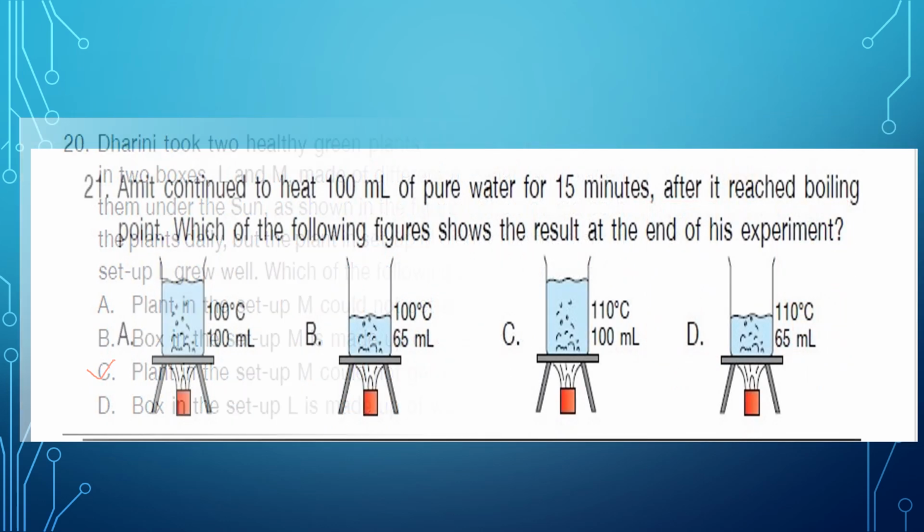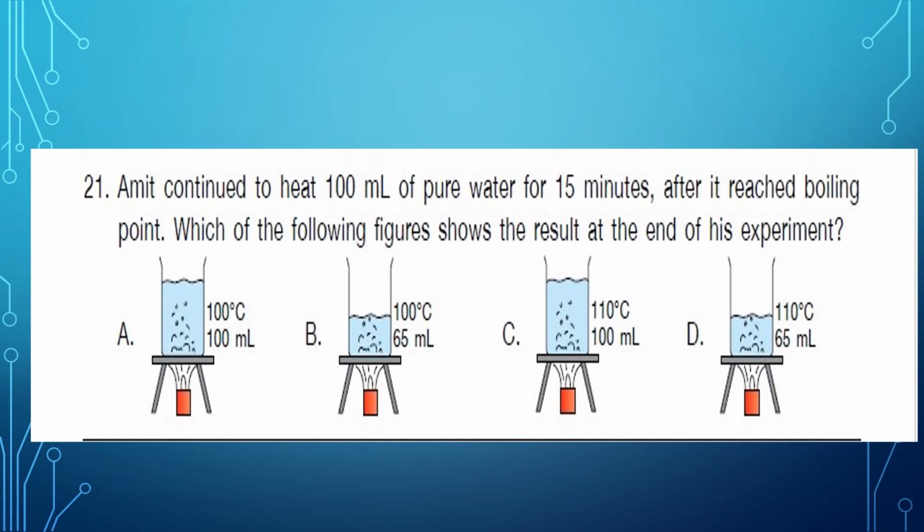Question number 21. Amit continued to heat 100 ml of pure water for 15 minutes. After it reached boiling point, which of the following figures shows the result at the end of his experiment?